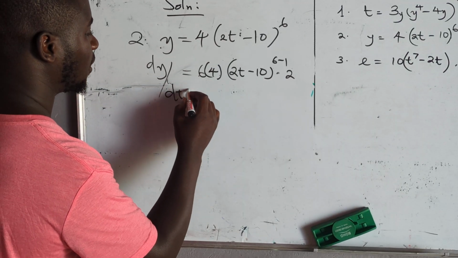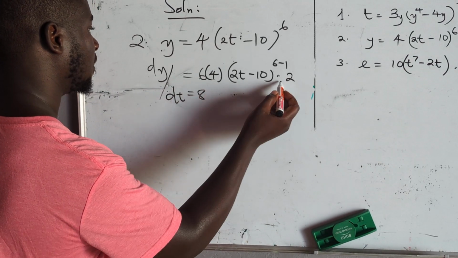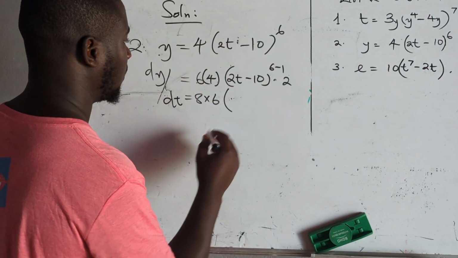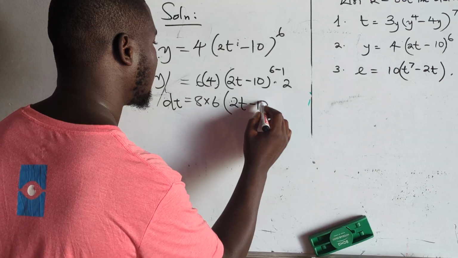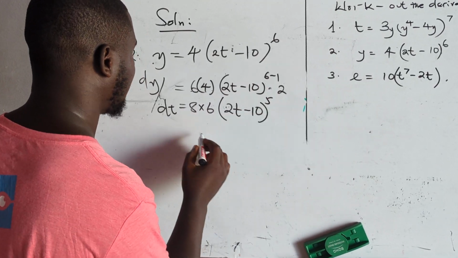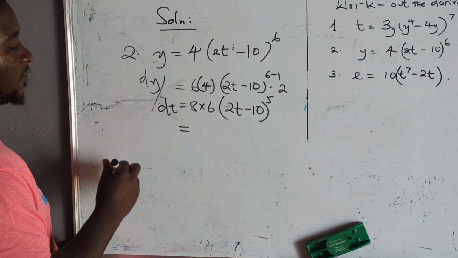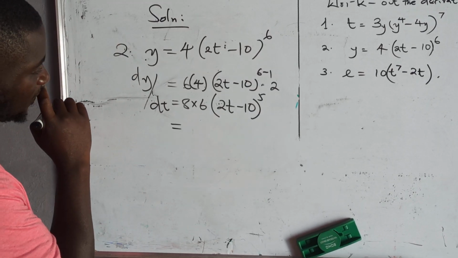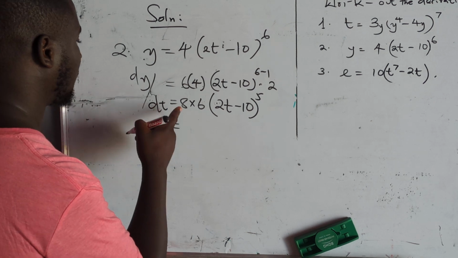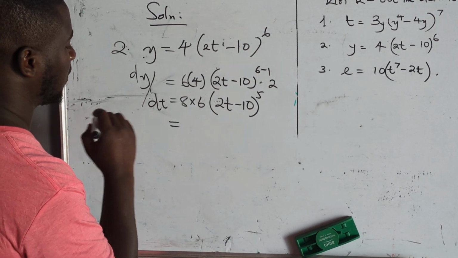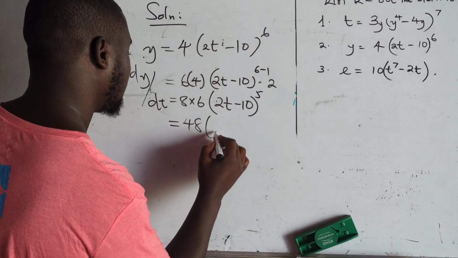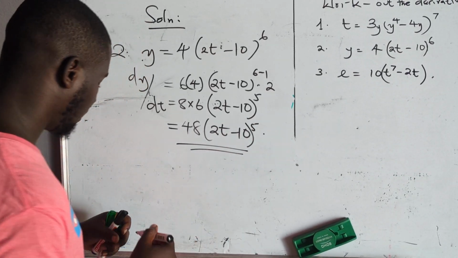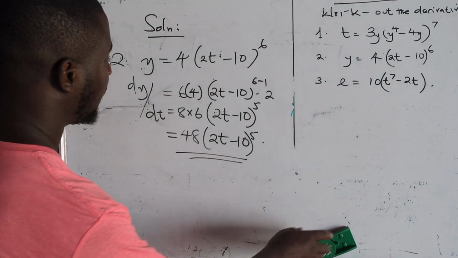So we're going to say, this is going to give us 8 times 6. You know where the 8 is coming from. It's the 4 times the 2. Then we maintain this part, and this is going to be 5. So this now is going to give us, say, 8 times 6. 8 times 5 is 40 plus 8. So 48. So 48, then 2t minus 10 or 5. Alright? We can see that power rule is actually very simple.